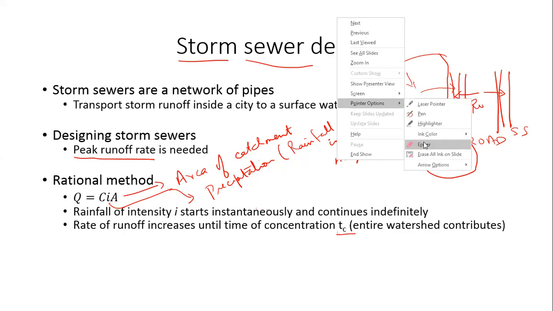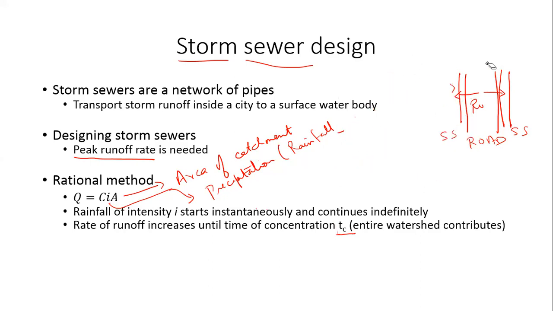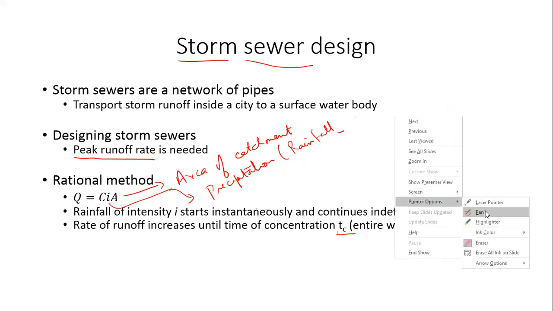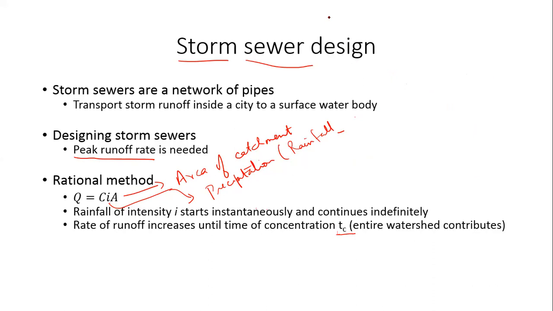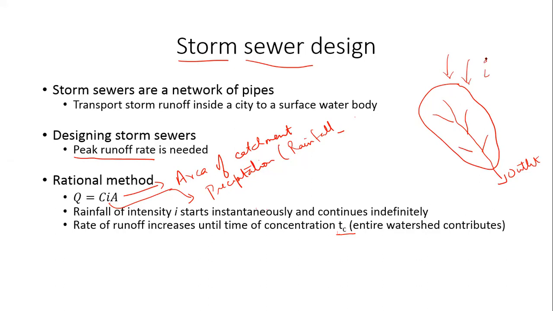I'm going to draw over here. Just imagine that I have a watershed like this, and then I have a stream, and this is my outlet where I am measuring the runoff, let us say. Now we are assuming that this entire watershed, whatever the size of this watershed, is receiving rainfall at some uniform rate I, which starts at time t equal to 0 and just continues indefinitely.